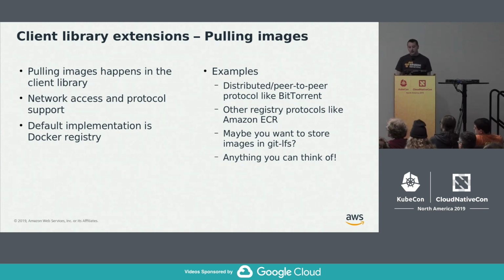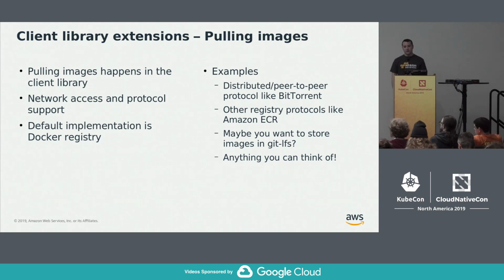So in Docker, there's a single API call for pull, and it handles all of the networking. In Containerd, it's decomposed into a bunch of different steps, and the client library handles orchestrating those steps for you. So there's a default implementation that can handle talking to a Docker registry, but it's really easy to customize if you need something that's different.